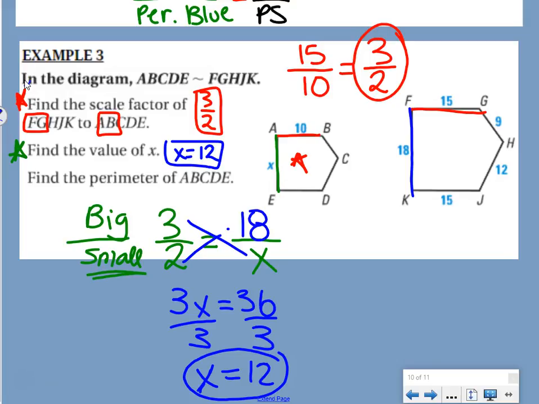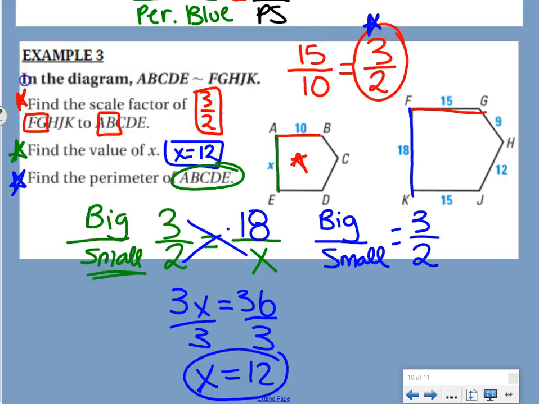Last question. Find the perimeter of ABCDE. Well, we know that the ratio of the perimeters of the big to the small is going to be equal to the scale factor. It's going to be equal to the ratio of the sides. Well, we know the ratio of the sides is the scale factor, 3 to 2. All right, so all we need to do is find the perimeter of the big figure and the perimeter of the small figure.